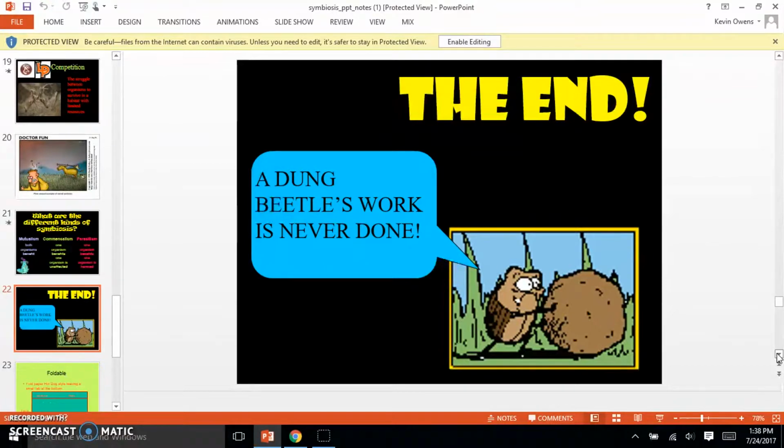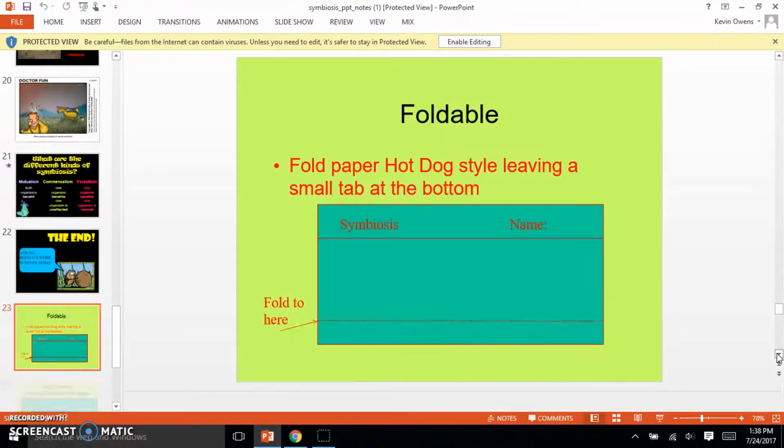Said a dung beetle's work is never done. No, there's always going to be feces.